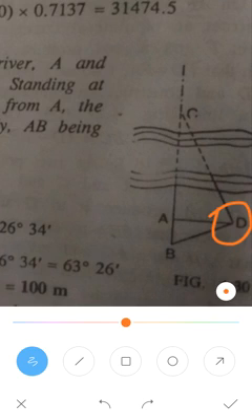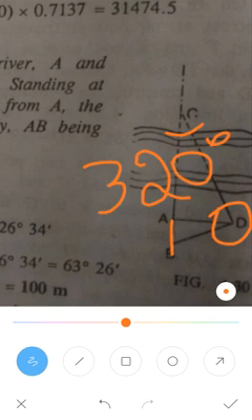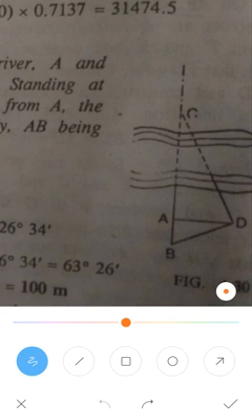So AD is a line. Sorry, AB is a line. So perpendicular to AB from A, an angle has been made. So bearing an angle at C, that is 320 degree. Okay, so angle C is 320 degree, and angle B. Actually, I will tell you what the meaning is in simple words. ABC is a simple straight ranging, so it's a straight line. So A is a nearer point and C is a distant point.